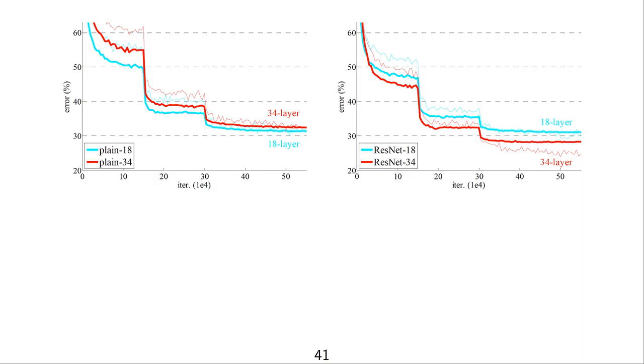Also from this curve, we see the typical jumps that come from reducing the learning rate. But what was observed up until this point is that if networks were made deeper, the performance would only improve up to a certain point. In this example, the 18-layer network provides a baseline, and then making it deeper, the red curve shows the 34-layer network by comparison. This 34-layer network does worse in the beginning, and it stays above the cyan line all throughout training. And this is quite disappointing and also quite counterintuitive.